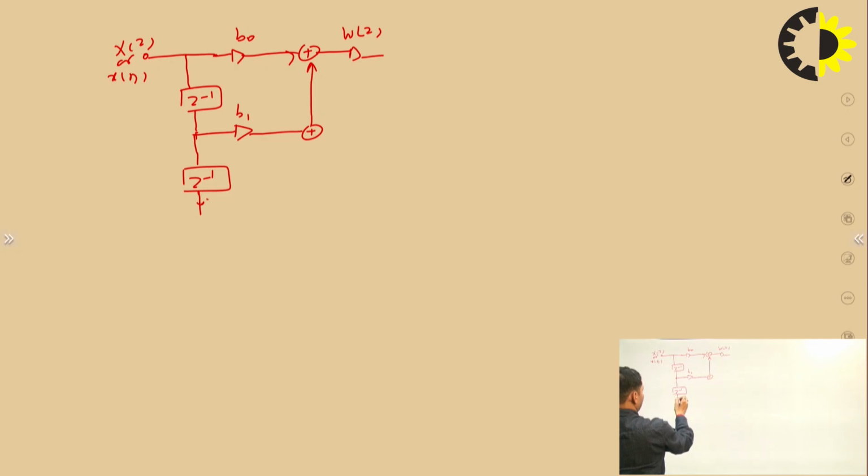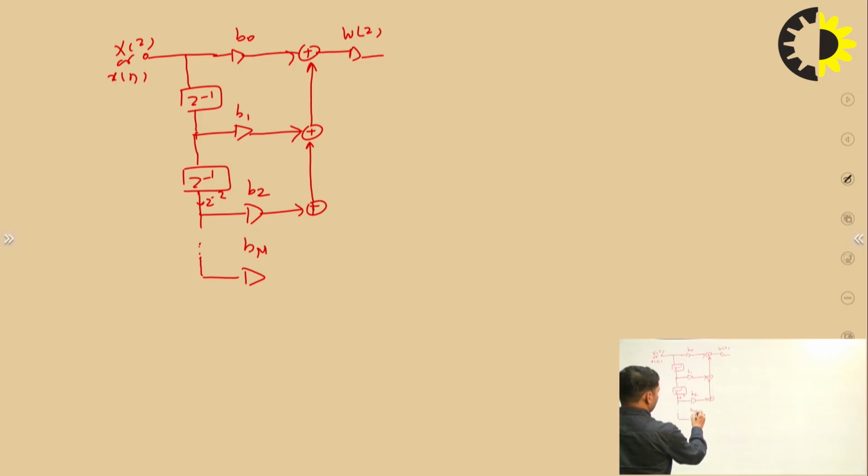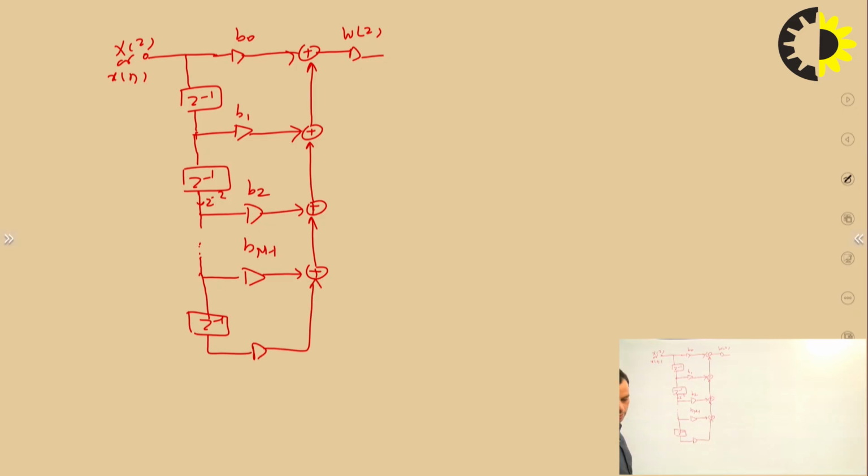We are getting the output here: z raised to power minus 2 multiplied with the coefficient b2, and it is going to add here to the sum of the previous one. So in this way we can design this. It will continue up till the point b of N minus 1, and the last one that we will get is z inverse up to b of capital N.